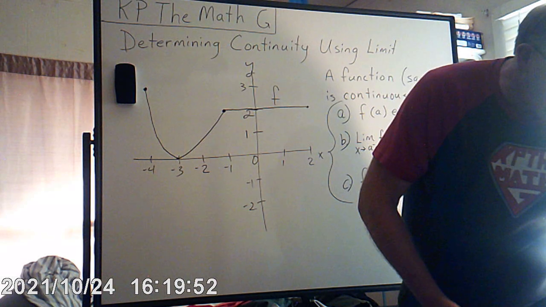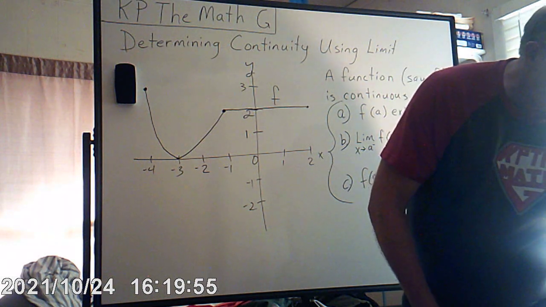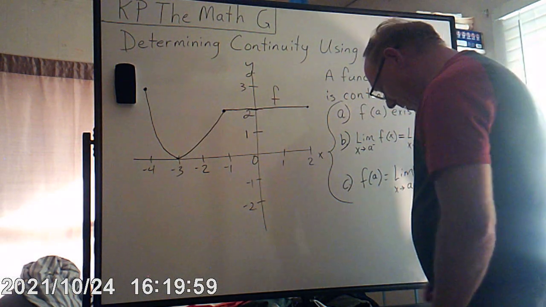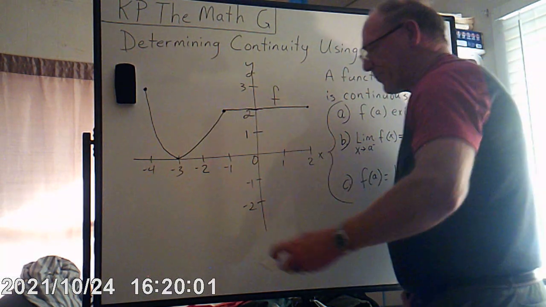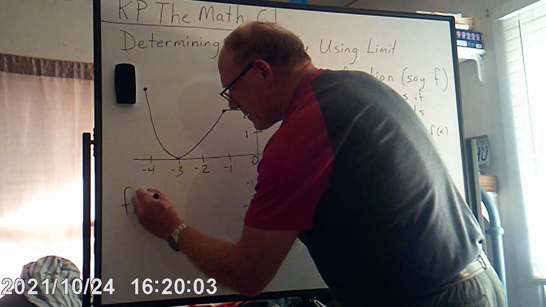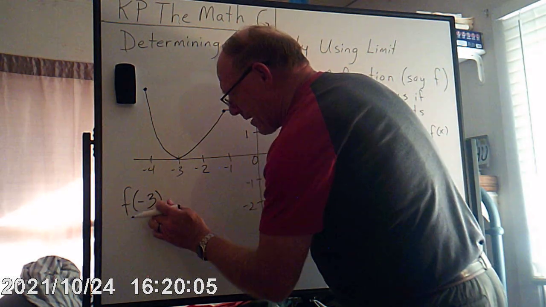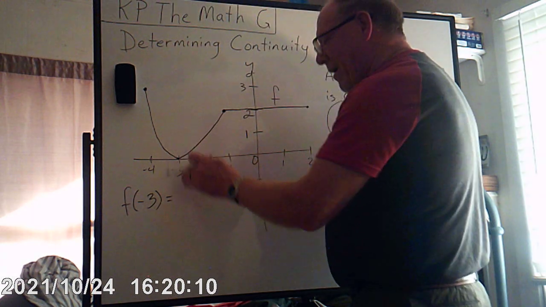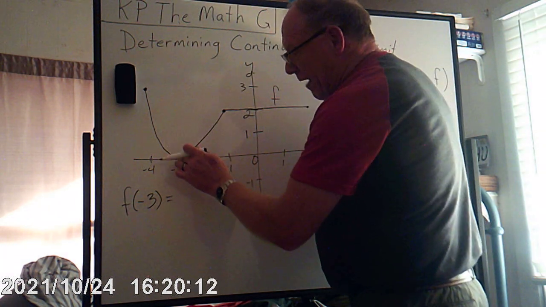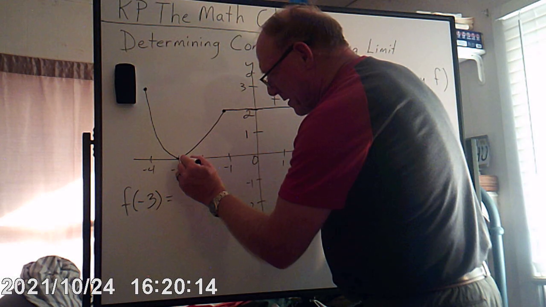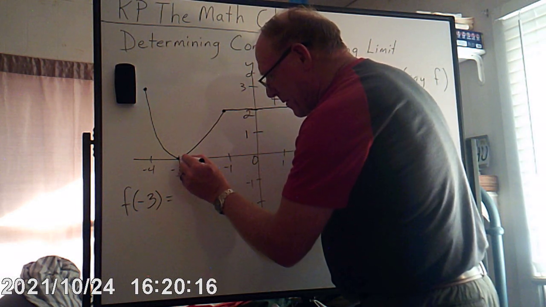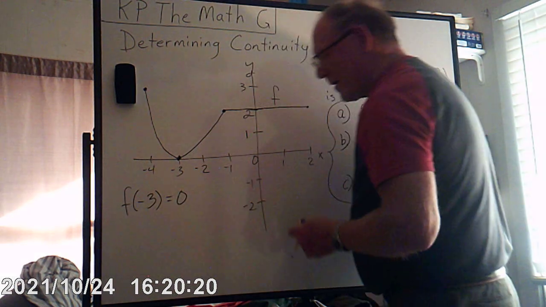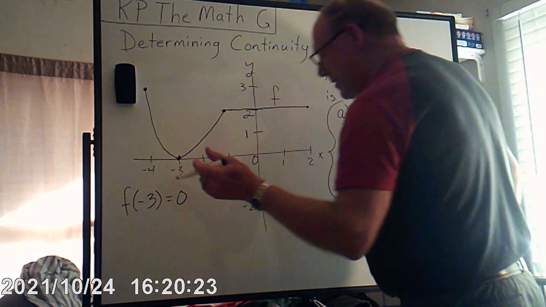So let's look at continuity. Let's take, for example, f at -3. We said last time that f at -3, this is the x value. We're looking for the y value here. The y value obviously is 0. Okay, so we'll just make a big point there. We know that f at -3 does exist.